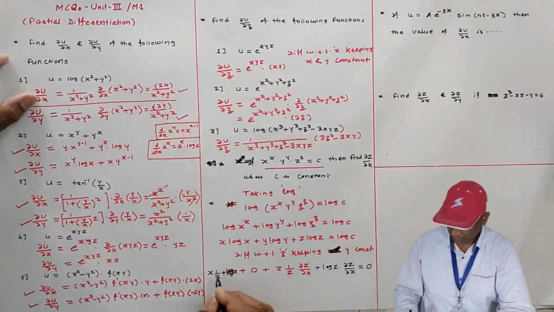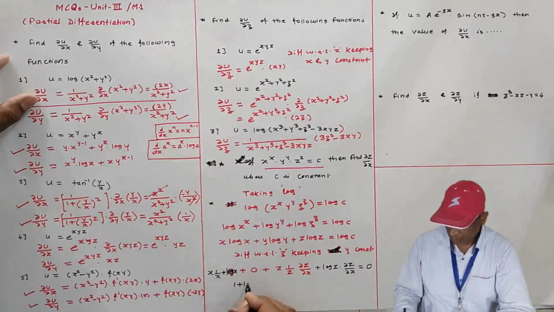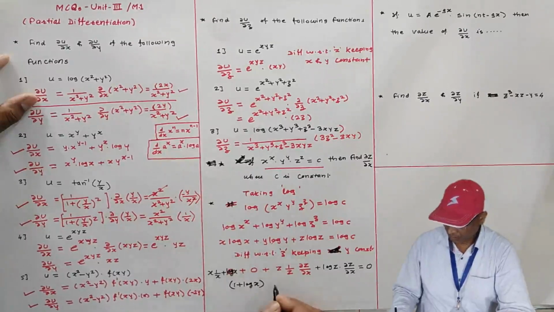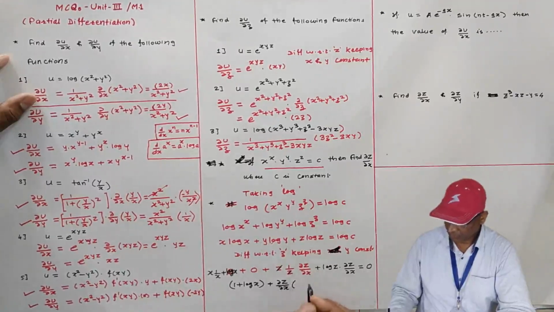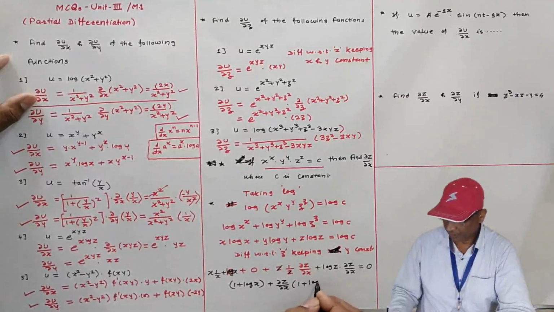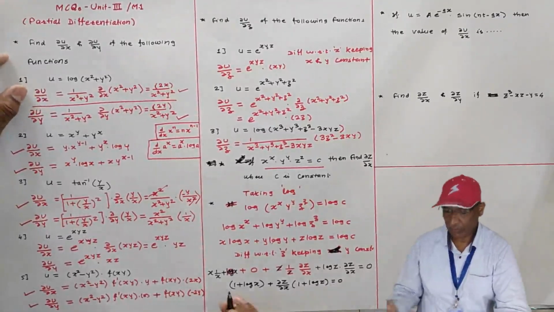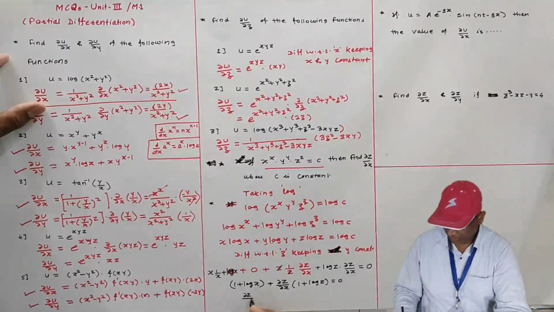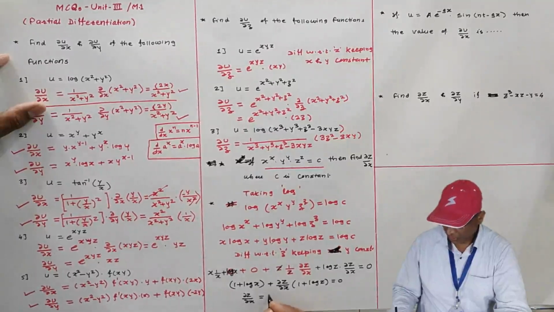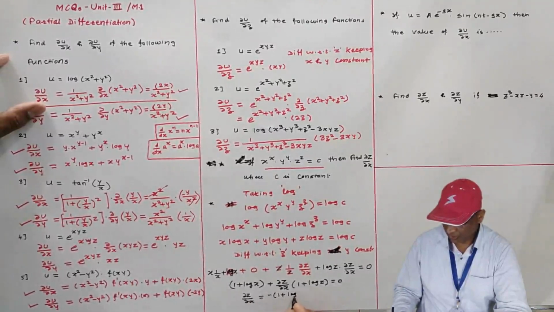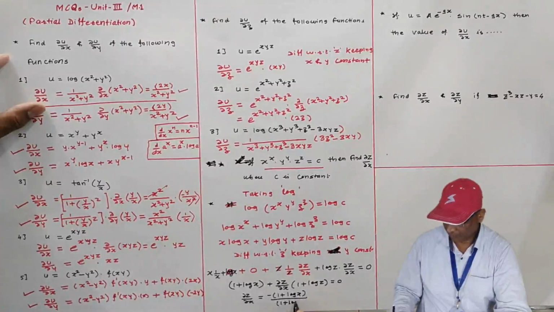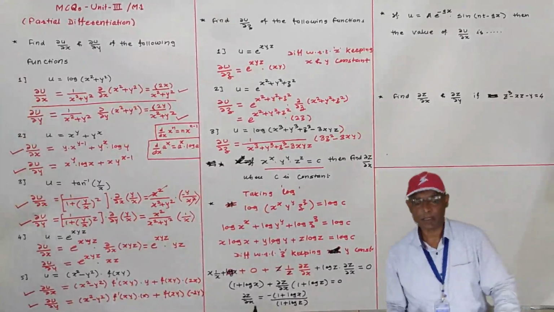So I am going to simplify it. This x gets cancelled, leaving 1 plus log x. Here, this z gets cancelled, and del z by del x I am taking common. What will remain here? 1 plus log z will remain. Now, shift 1 plus log x to the right hand side. It will be minus. I am writing directly del z by del x is equal to minus of 1 plus log x, because I am shifting this to the right hand side, and bringing this term into the denominator. So this is del z by del x.